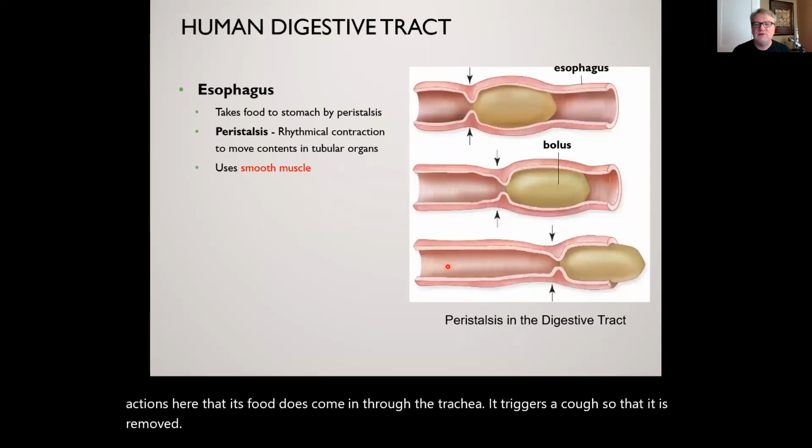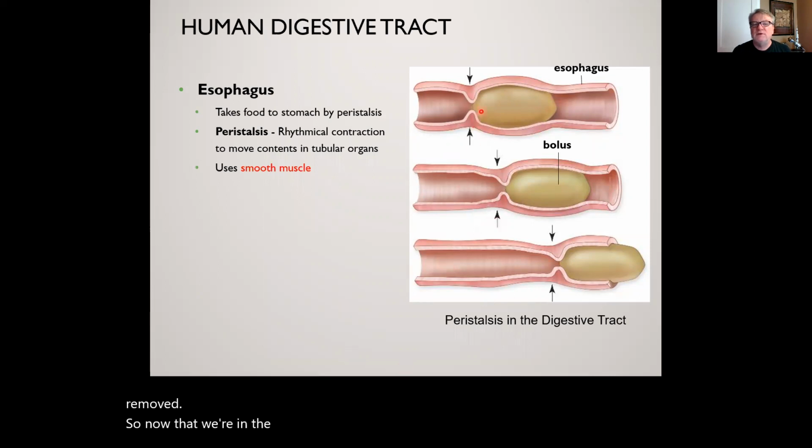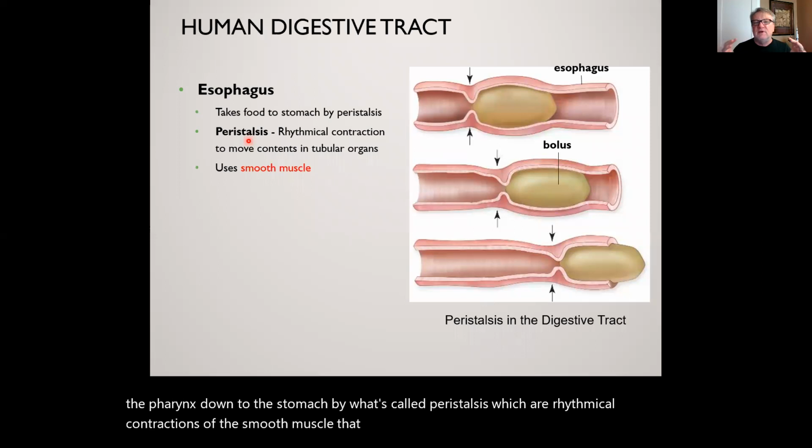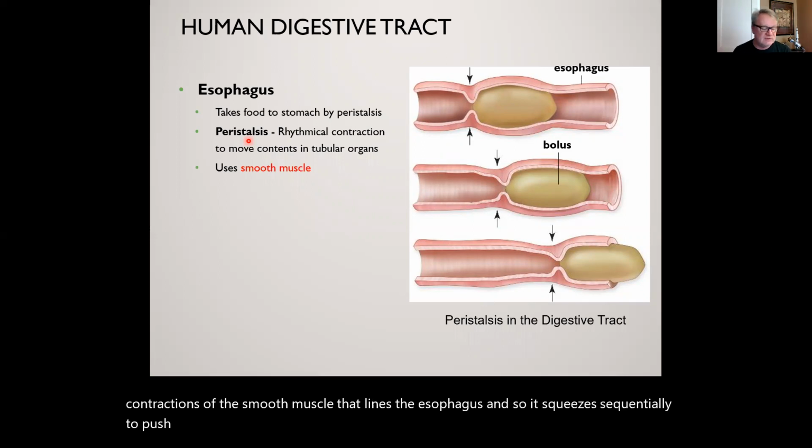So now that we're in the esophagus, this bolus of food is actually moved under power from the pharynx down to the stomach by what's called peristalsis, which are rhythmical contractions of the smooth muscle that lines the esophagus. And so it squeezes sequentially to push the bolus down using the smooth muscle contractions.